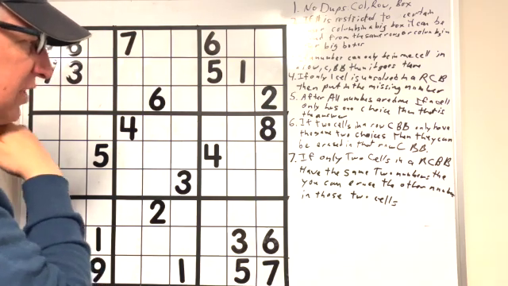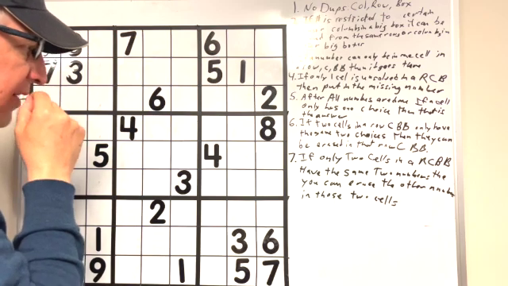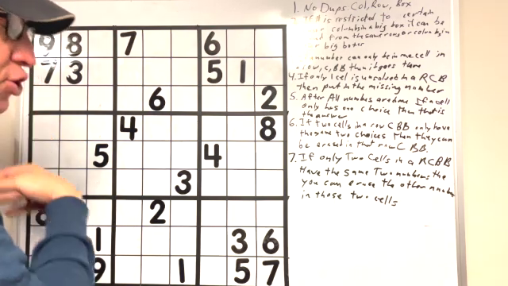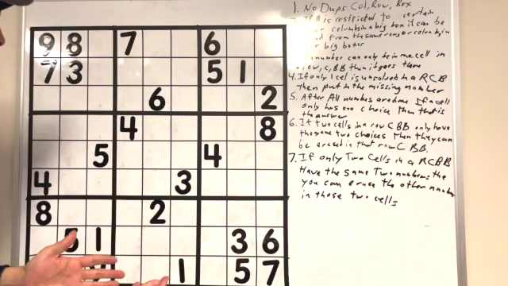Okay, number 7. If only 2 cells in a row, column, or big box have the same 2 numbers, then you can erase the other numbers in those 2 cells. So this is just the opposite of what we just talked about.